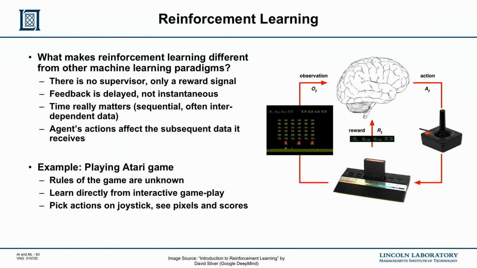And the basic, again, at a very high level, the reason reinforcement learning is fundamentally different than supervised or unsupervised learning is that you're not passing in a label associated with an input feature. So there is no supervisor, or a person that can label it, but just a reward signal. And the feedback is often delayed, and time is important, so it steps through a process, and the agent's actions often change the input data that it receives.